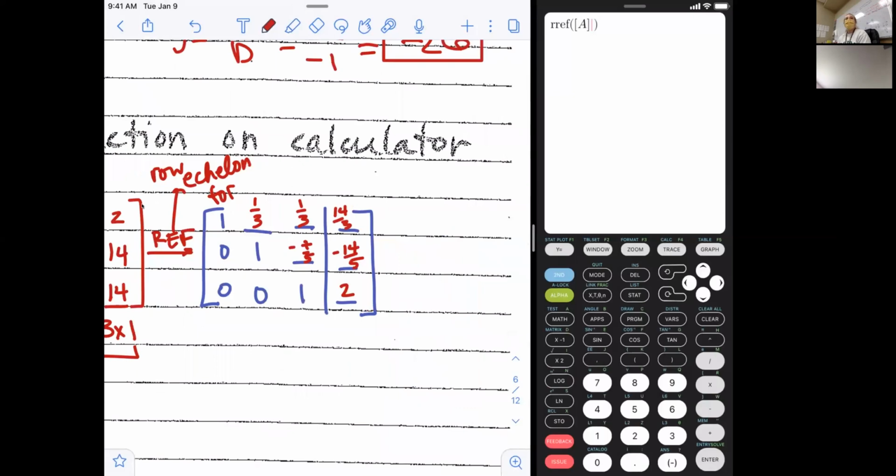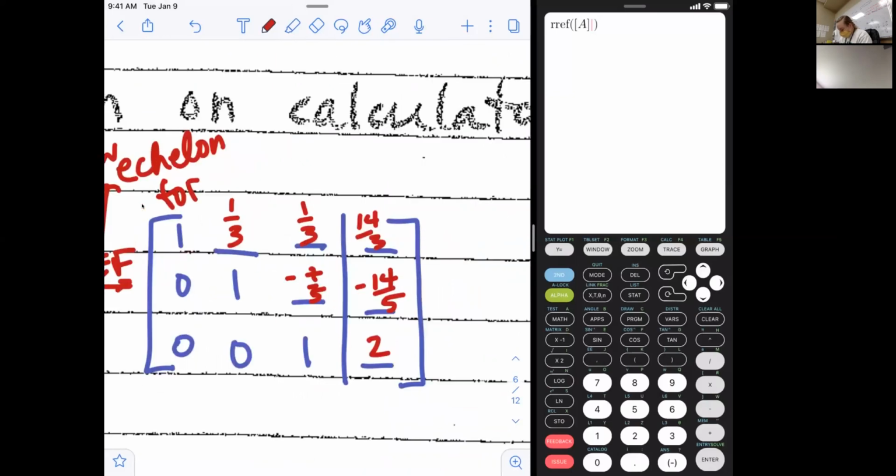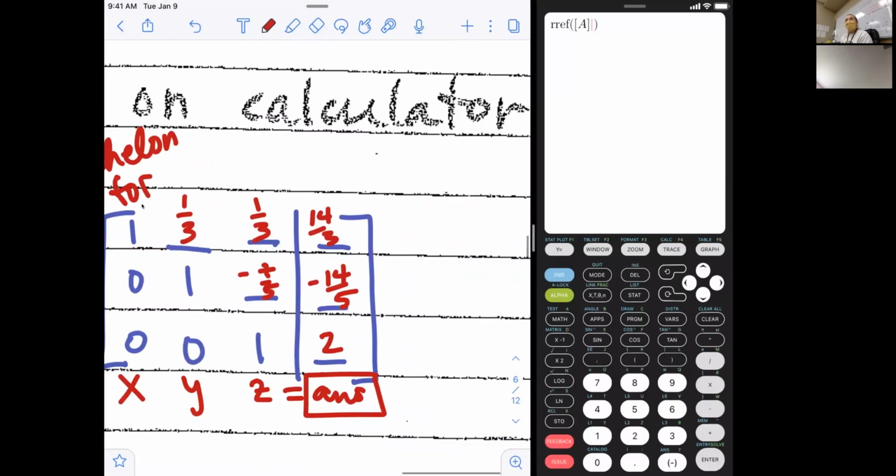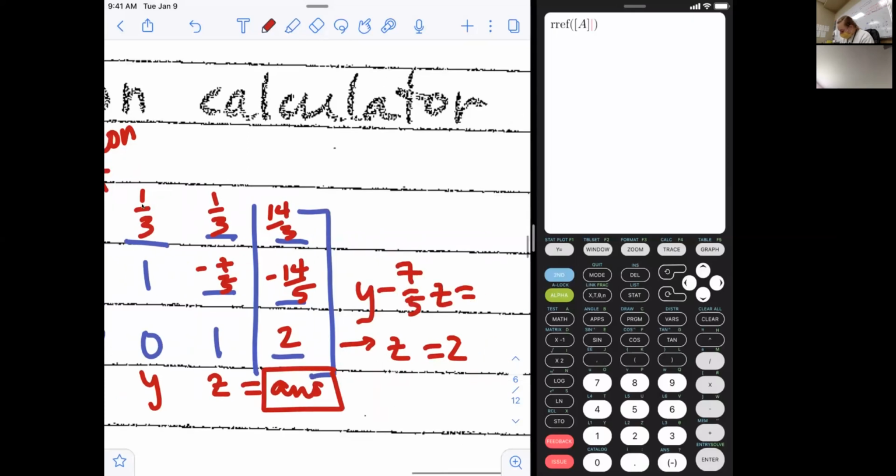What this means is now I can take this that's in a matrix and put it into an equation. So we remember that the columns went X, Y, Z, and then my answer. I'm going to start at the bottom, with my last equation. My last one, I've got no X's, I've got no Y's, but I do have a Z. So I'm going to say Z equals, and the answer is 2. That's cool. All right, the one above that, there are no X's, but there is one Y. And then it goes -7/5 times Z equals -14/5.